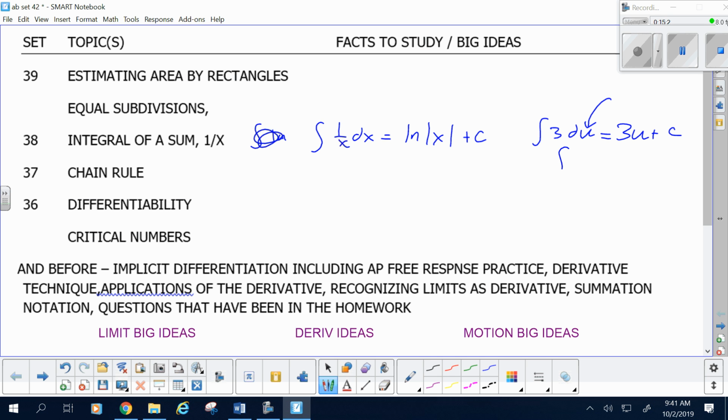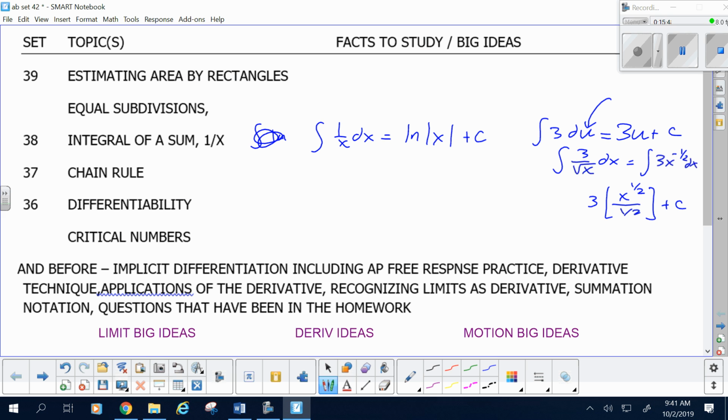Last but not least, don't forget the importance of a rewrite step. If you have something that is not a clean power, then you should start by rewriting it so that it can be easier to integrate. And what is the power rule for antiderivatives? Add 1, divide by the new power, yeah?